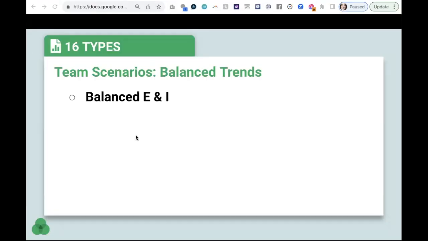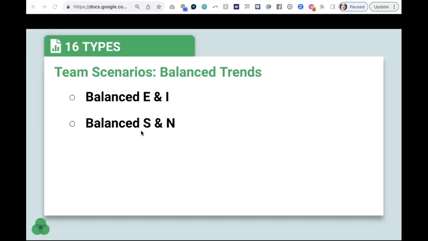Remember that introverts may bring some critical information that can help during decision making. Extroverts can also help teams continue to innovate, right? So you can highlight what the strengths and opportunities for growth are when you have that balanced E and I. Now, when you have balanced sensing and intuitive, you can position this also as a strength or an opportunity for growth, right?